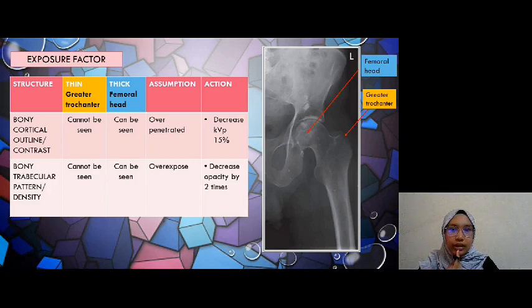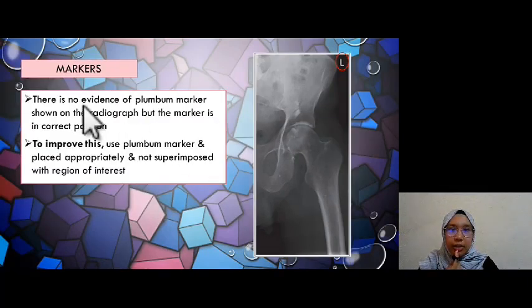Okay, next. Markers. There is no evidence of plumbum marker shown on the radiograph, but the marker is in correct position. To improve this, use plumbum marker and press appropriately and superimpose with a region of interest.